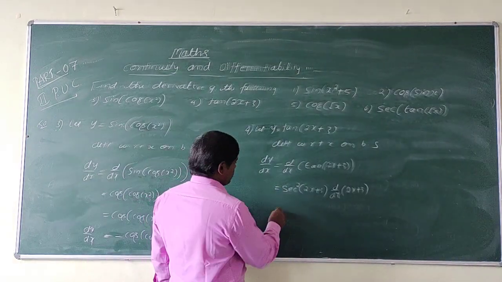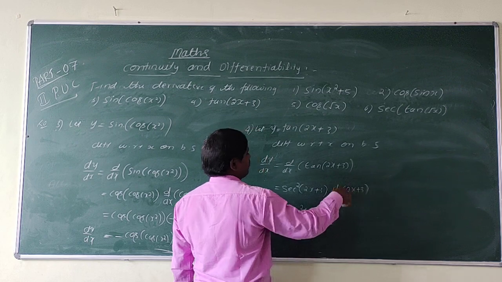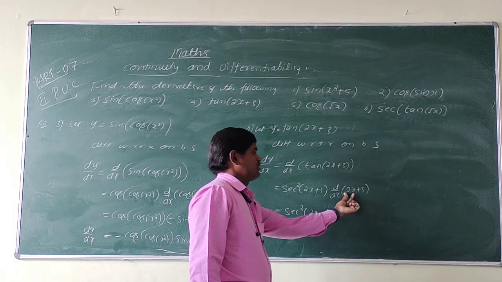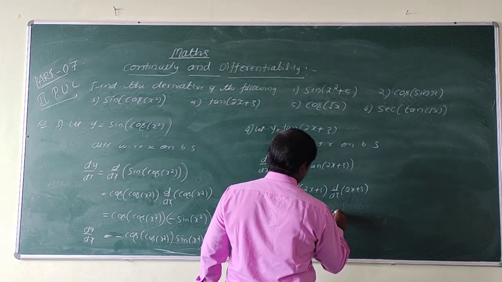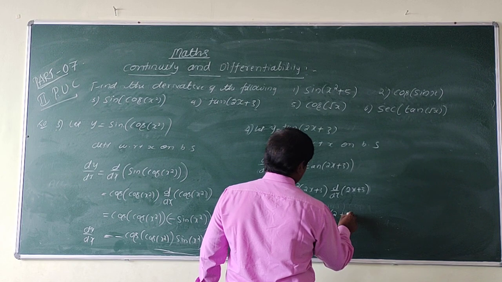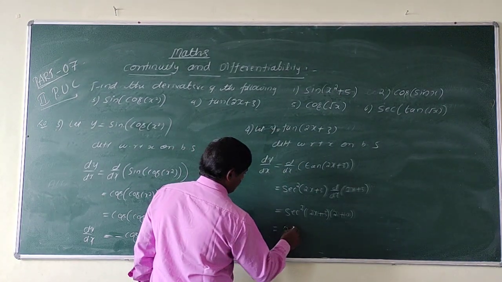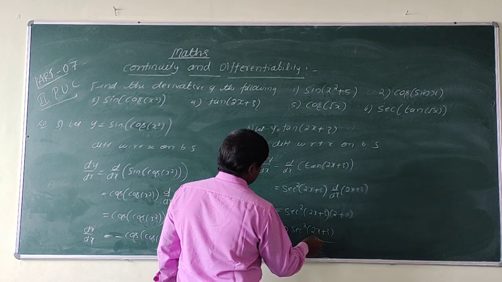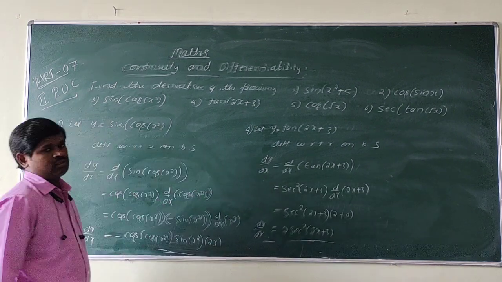Okay, so now that is secant square of 2x plus 3 into differentiation of this, which is again by the rule of u plus v. Differentiate 2x and 3 separately. So then we get 2 into 1, that is 2, and differentiation of a constant is 0. So therefore we are left with 2 into secant square of 2x plus 3. So this is the dy by dx. Okay, so write this one.